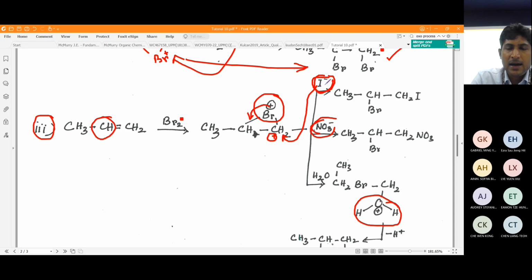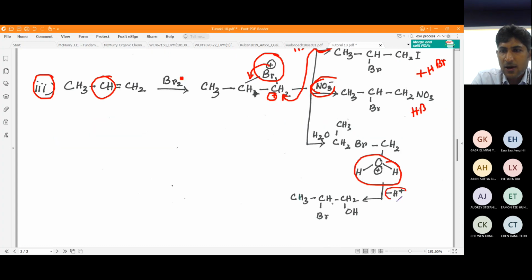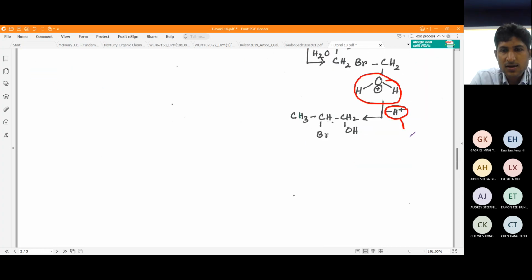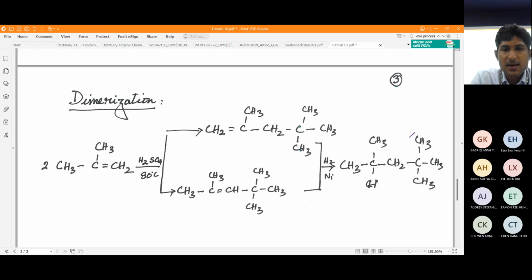This iodo group is coming from hydrogen iodide, right? So this hydrogen is positively charged and iodine is negatively charged. This positive charge forms HBr at the end, right? So with HNO3, this is HBr at the end, and this hydrogen is going away from it. Also, it is producing HBr. So this is how the mechanism of the reaction is working.